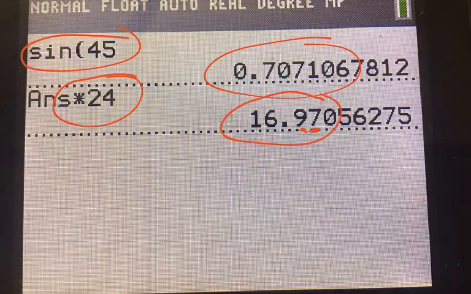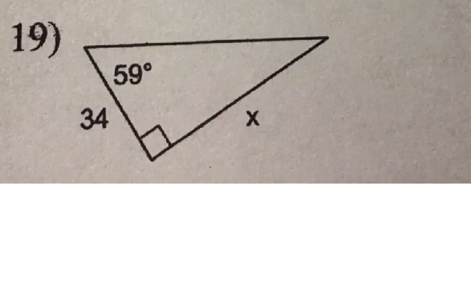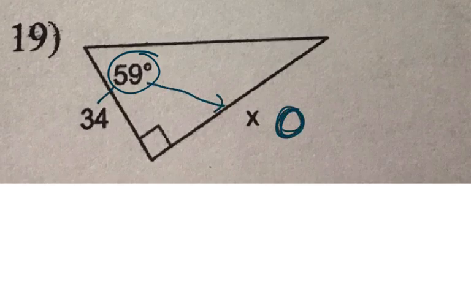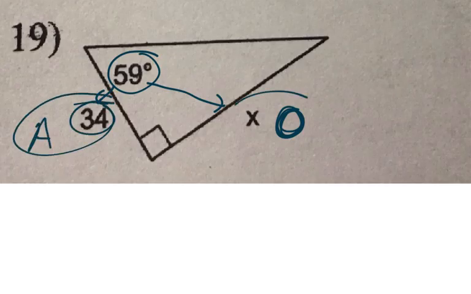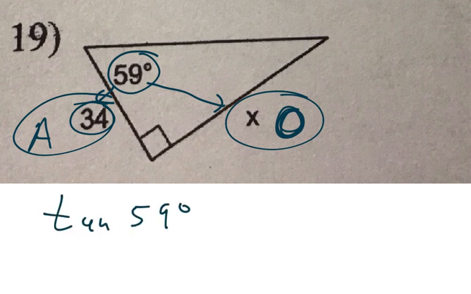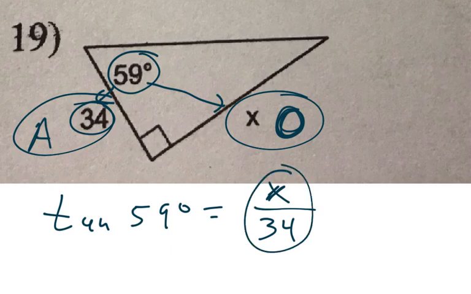All right, let's continue on. How about 19? We're given 59. We're asked to find the opposite of it. Notice 34 as adjacent. What uses O with A? The tangent of 59 degrees will have to be the opposite over the adjacent. Tangent is opposite over adjacent. Notice it's right side up, so all I need to do is times by 34.